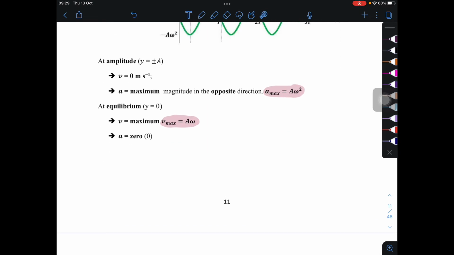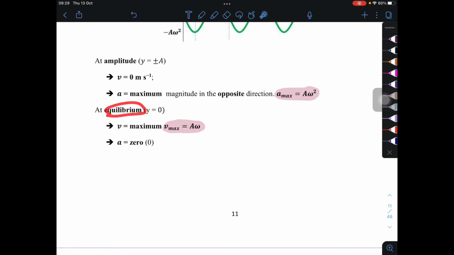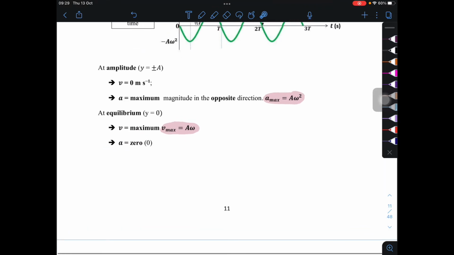At equilibrium, where y equals zero, v will be at maximum. So v max will be equal to a omega, while the acceleration will be equal to 0. So remember this condition here. When y equals zero, v will be at maximum, where we use this formula to find v max, and then acceleration will be equal to 0.